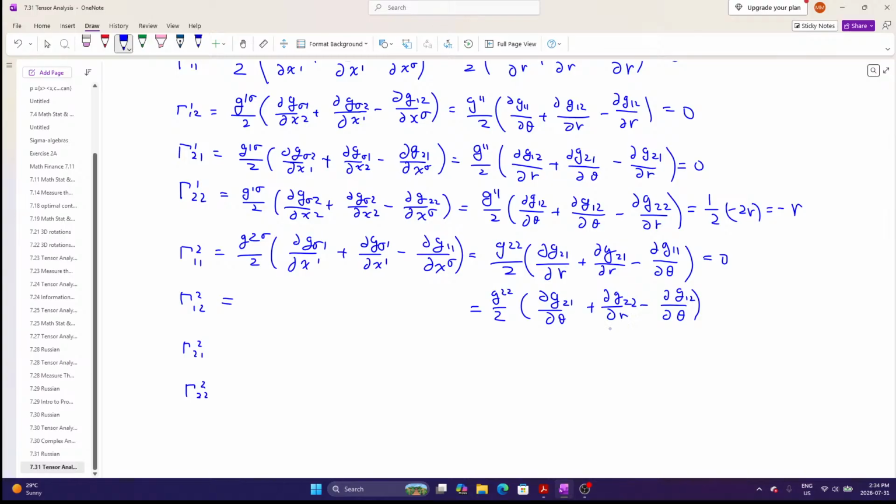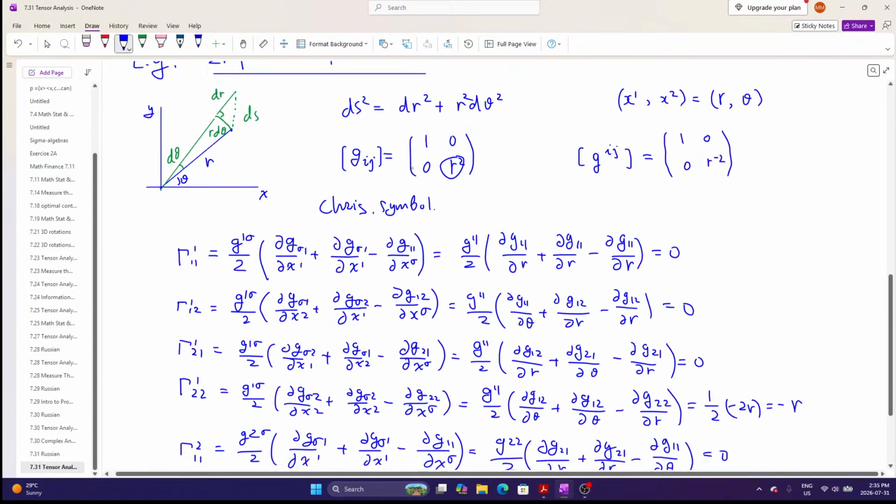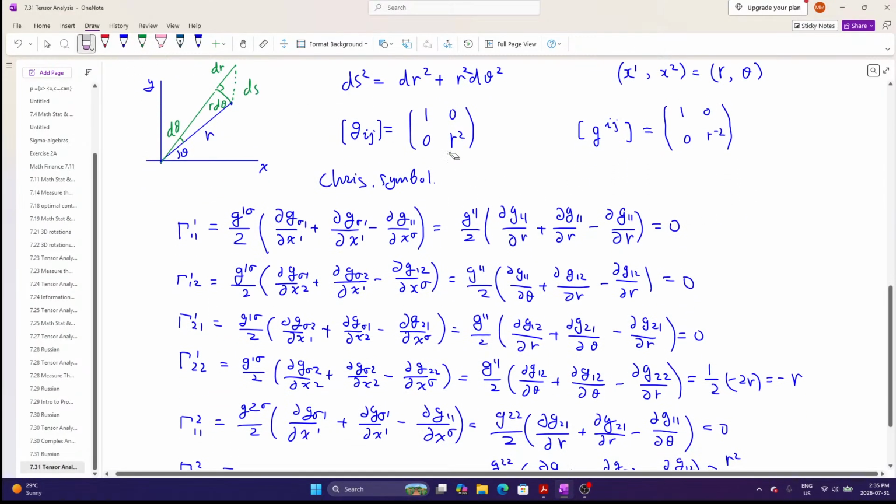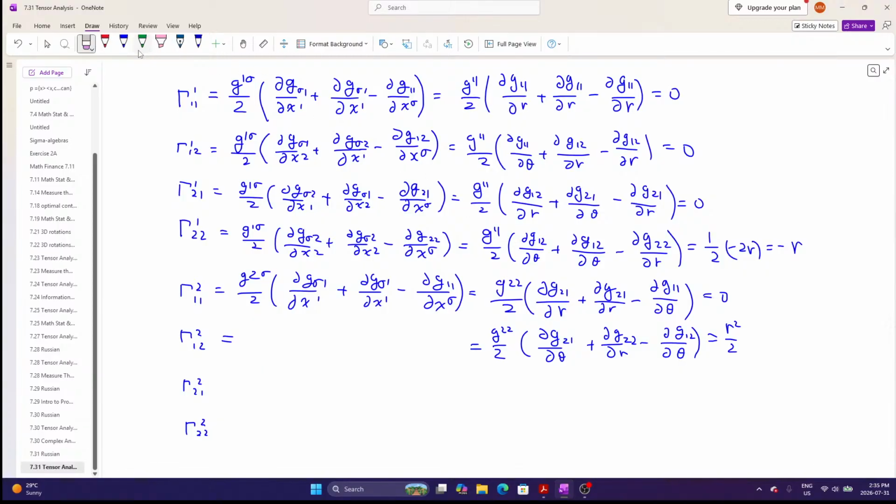Okay, so the advantage of index notation is that it largely tells you what the formula should look like. This is an excellent bookkeeping device. So here you have half g22 is r squared. g22 is r squared like this. Okay, we've seen that. And then this is a cross term, so it vanishes.